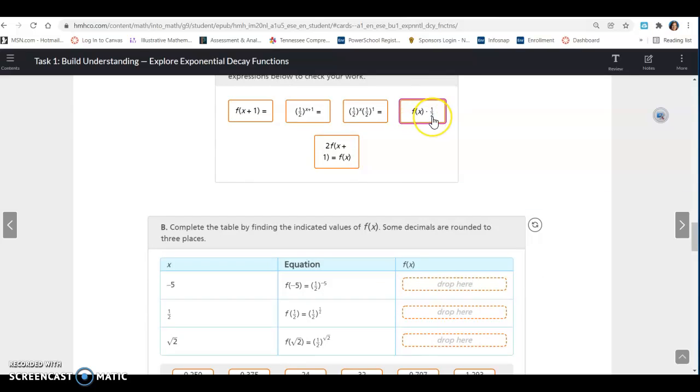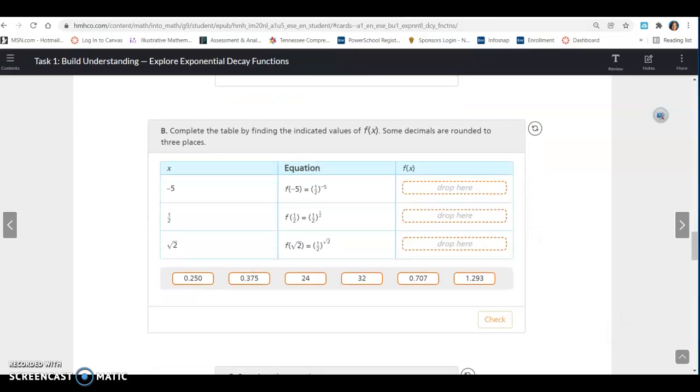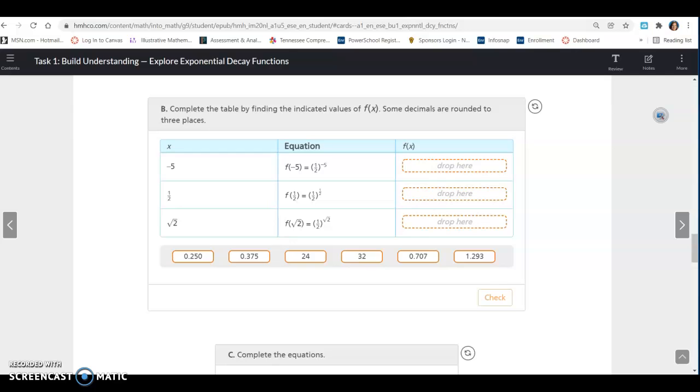All right, so here you would have to do the multiplicative inverse, and that's where it changes from 1/2 to 2, because this is the y, f of x times 1/2. All right, complete the table by finding the indicated values of f of x. Some decimals are rounded to 3 places. All right, so remember you've got 1/2 raised to this power.